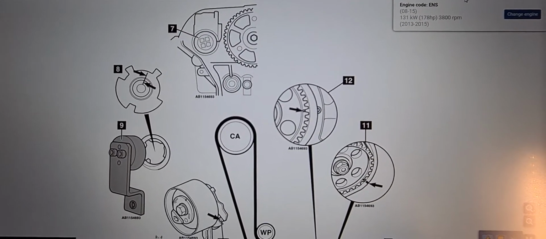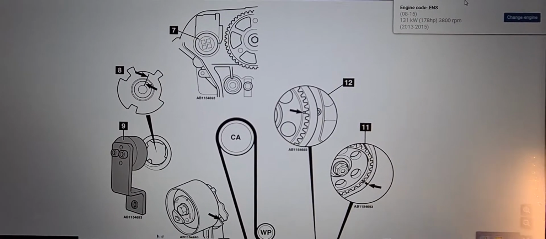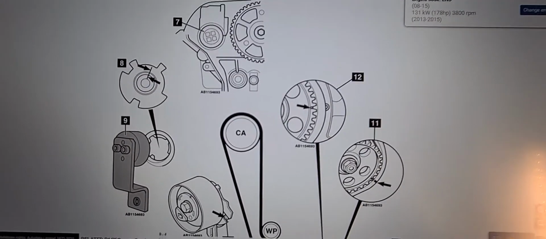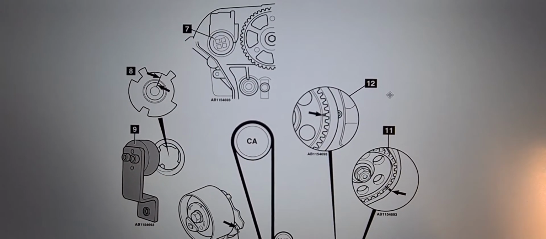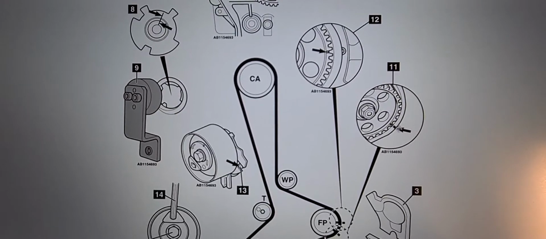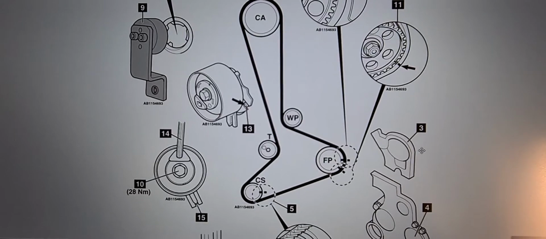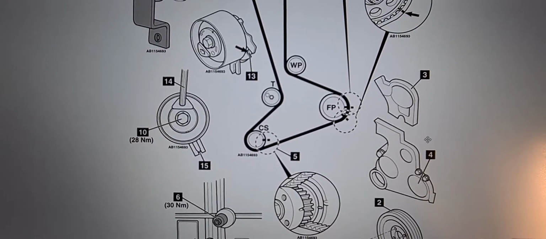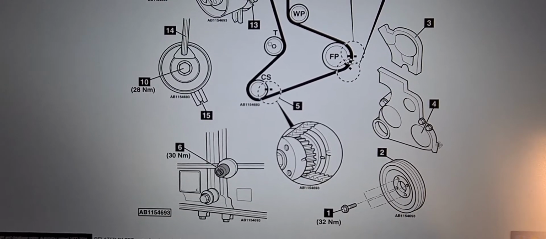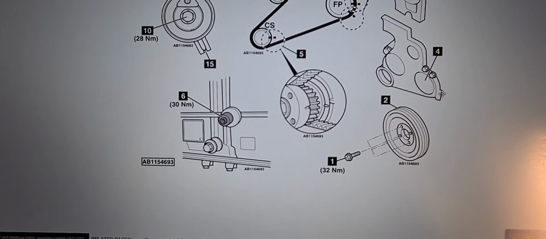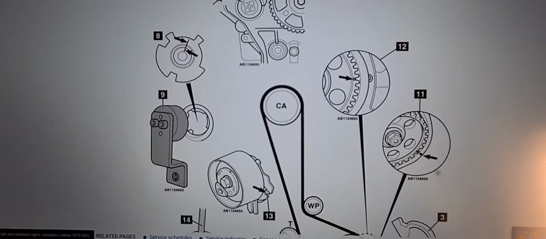Today we're looking at the timing belt diagram for the Chrysler Grand Voyager 2.8, cars between 2013 to 2015. So here's the diagram for it. Just go through that one more time.